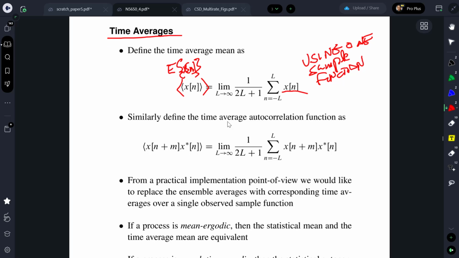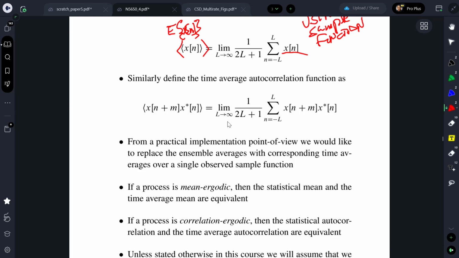We can also define the autocorrelation function in a like fashion using the one sample function and lags of the sample function, summing the products, and then normalizing by the number of samples in the sample function we're utilizing, just like up here in the mean, the same idea.